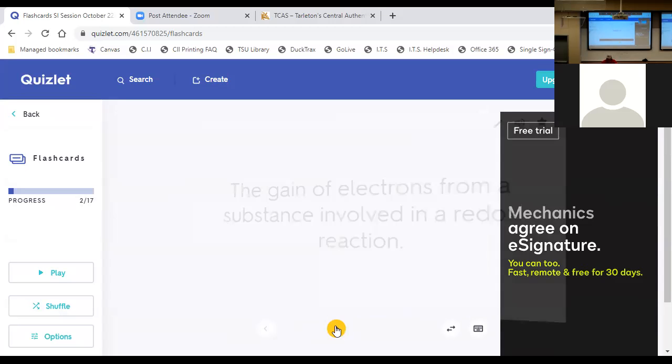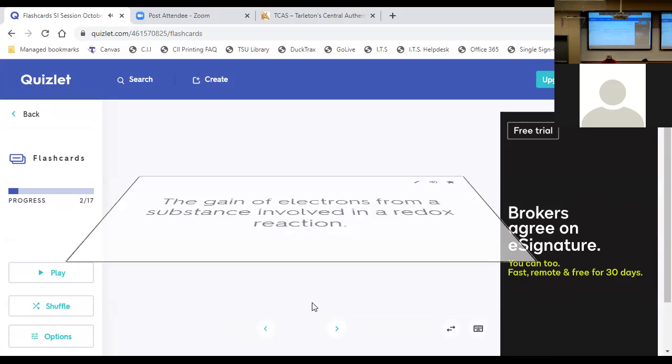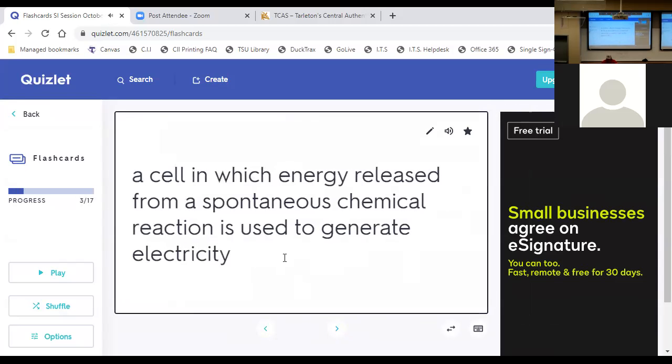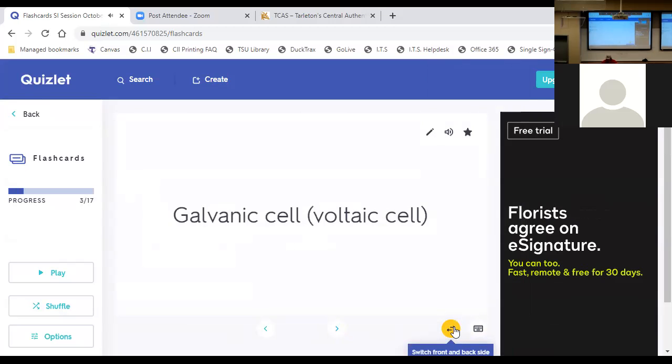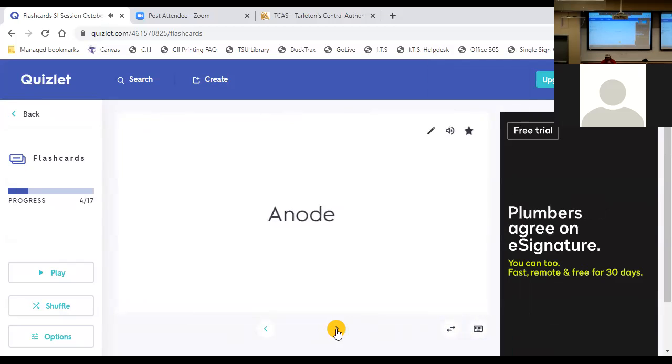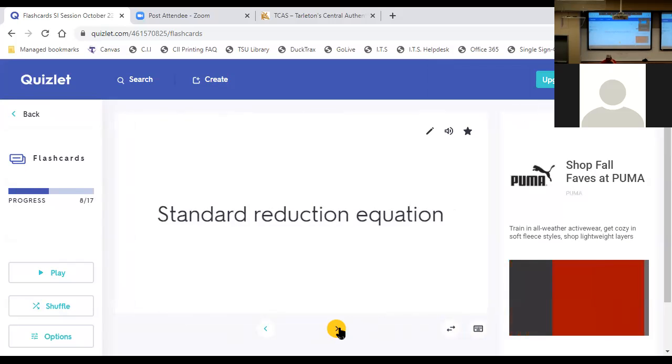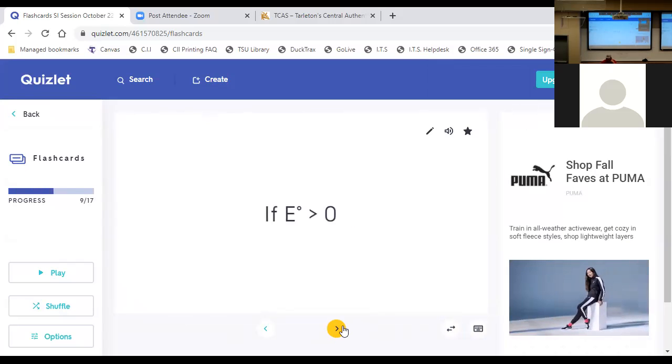Okay. Oxidation. The gain of electrons from a reduction. Substance involved. A cell in which energy released from a spontaneous chemical reaction is used to generate electricity. Galvanic cell, anode, cathode, cell potential, standard reduction potential, standard reduction equation.